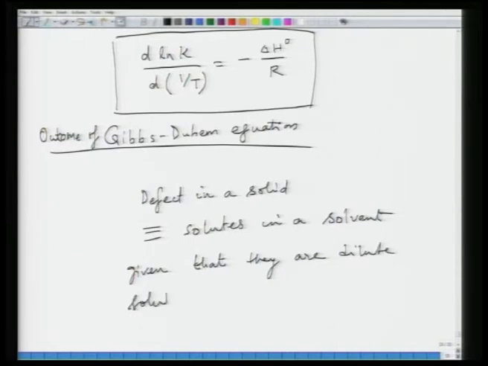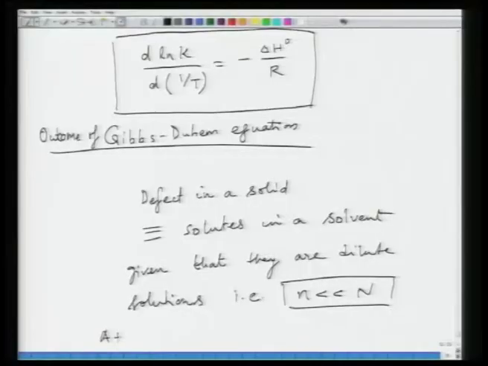Dilute solutions, that is n, which is the number of defects, is smaller as compared to capital N. So this thermodynamic basis, which is established for solids or solvents containing dilute concentrations of solutes, can be extended to defects, because defects are also present in the solid in very small numbers, and the presence of these defects in small numbers can be treated as equivalent to solutes in a solvent or in a given solid.